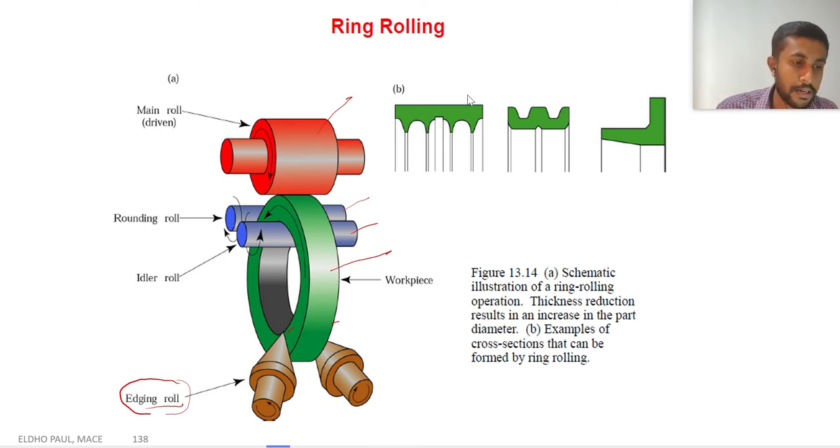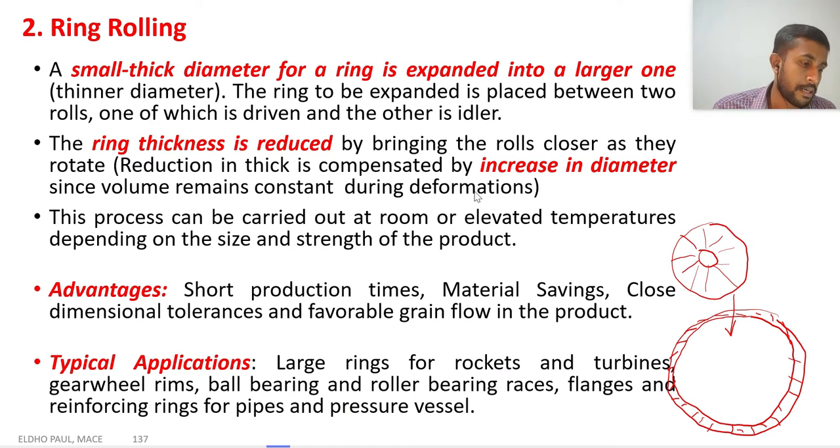So this is the ring rolling operation. The ring thickness is reduced. We have seen this. The thickness is reduced by bringing the rollers closer, by bringing the main roller and the driven roller, idler roller closer. The reduction in thickness is compensated by the increase in the diameter, since the volume remains constant. There is no material removal during this process. So this process can be carried out at room temperature or at an elevated temperature.